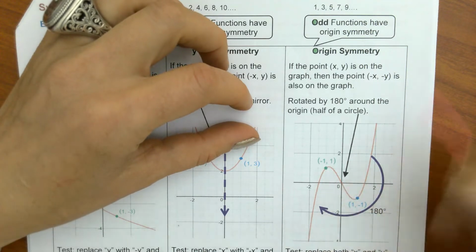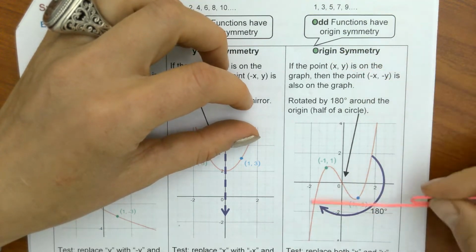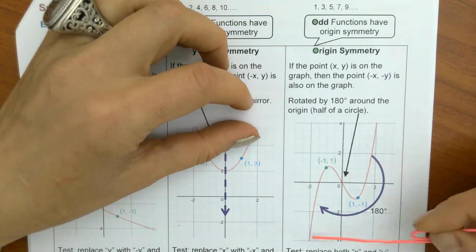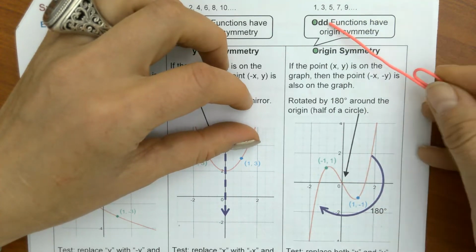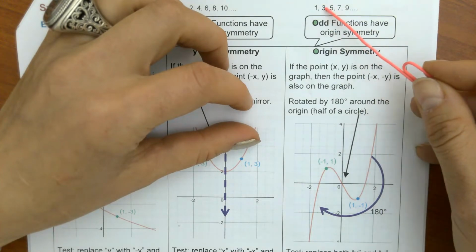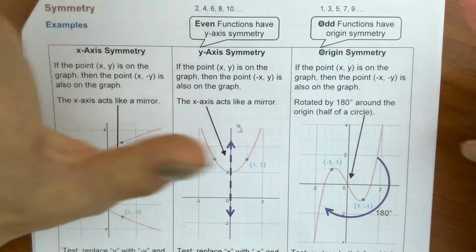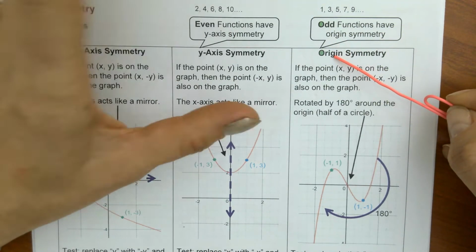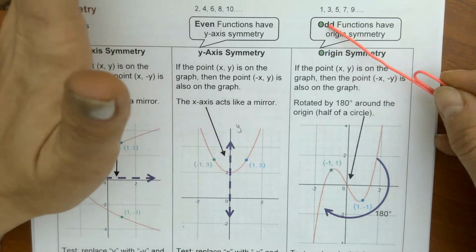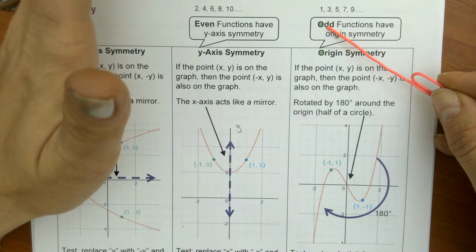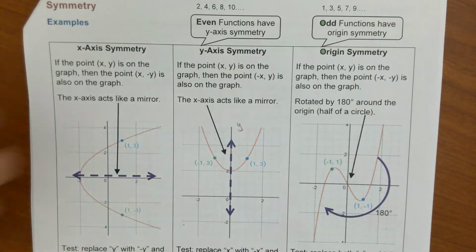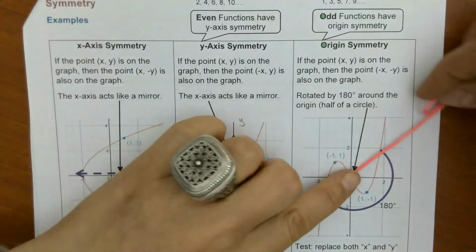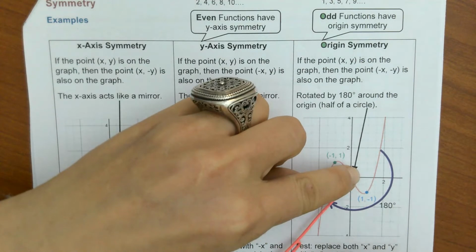Now, origin symmetry, if I talk about this function here, this curve, it's called an odd function. Odd numbers, 1, 3, 5, 7, odd. Now I remember odd, origin. They both are O's, so if it's an origin symmetry, it's an odd function. Okay, so three types of symmetry: over the x-axis, over the y-axis, or rotate it 180 degrees.